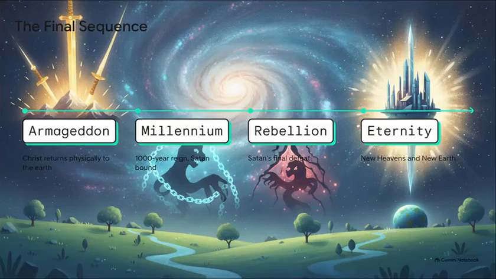Following that ultimate victory, the sequence moves straight into the millennium. We're talking about a literal 1,000-year reign of Christ on earth while Satan is completely bound. Then, at the very end of those 1,000 years, Satan is briefly released. He sparks one final rebellion, which is instantly and permanently crushed, and then history steps over the threshold into eternity. A new heaven, a new earth, and the New Jerusalem descending.